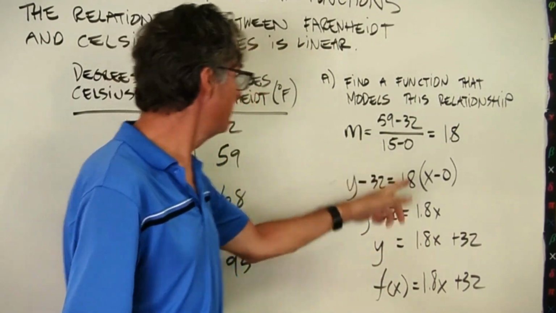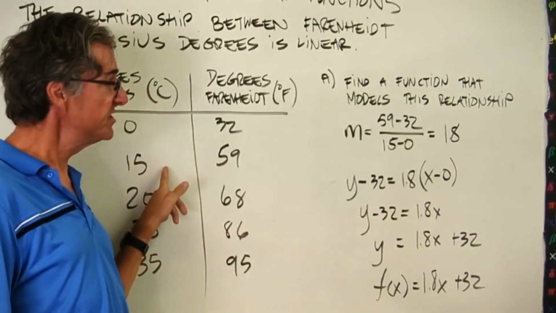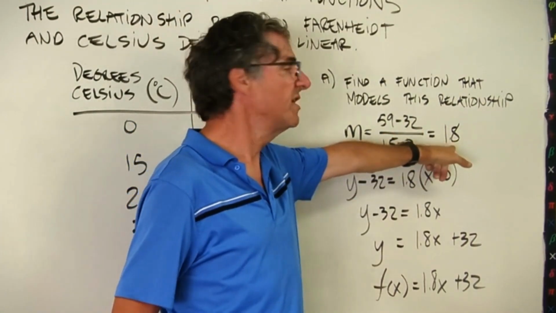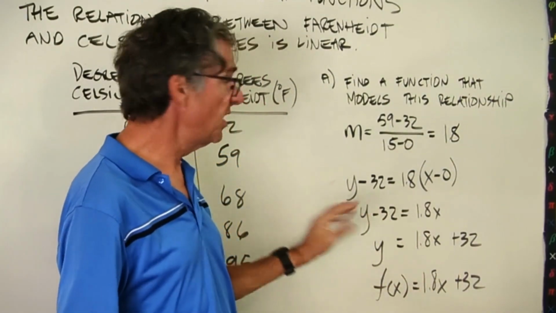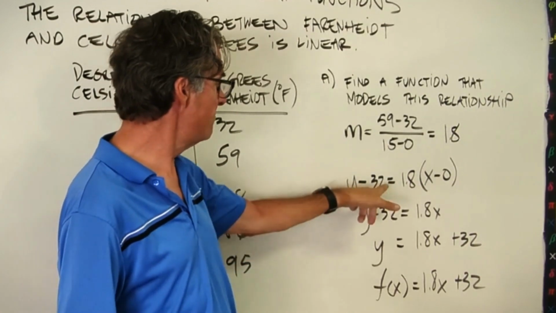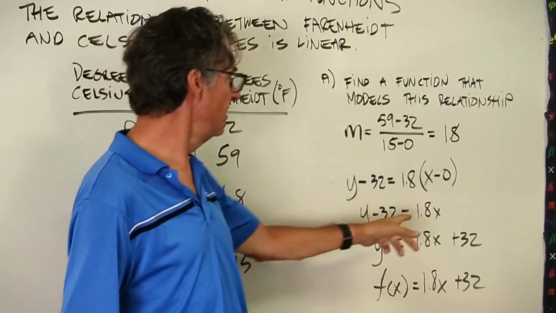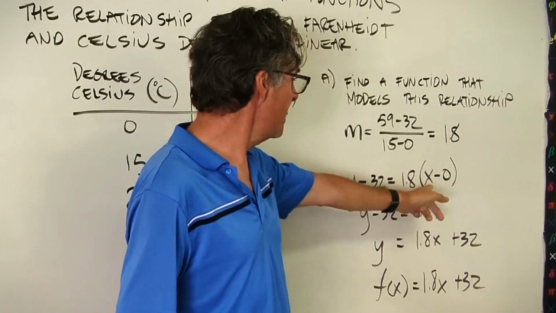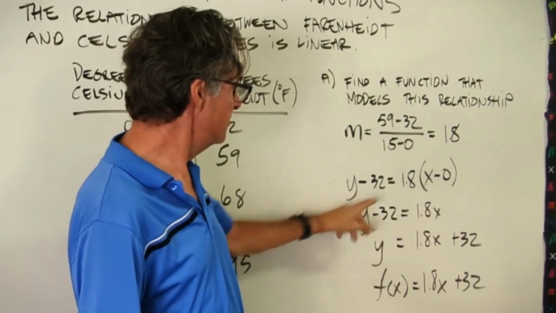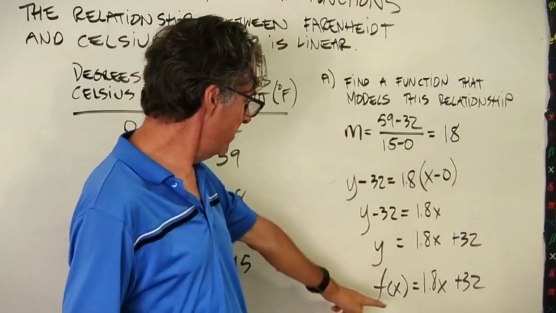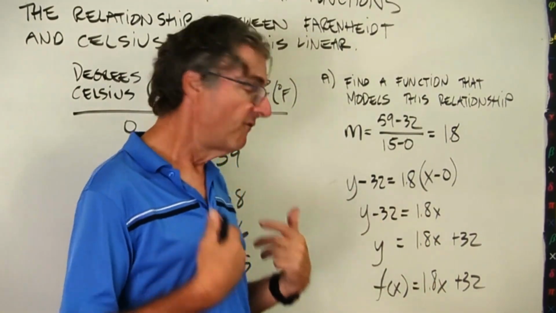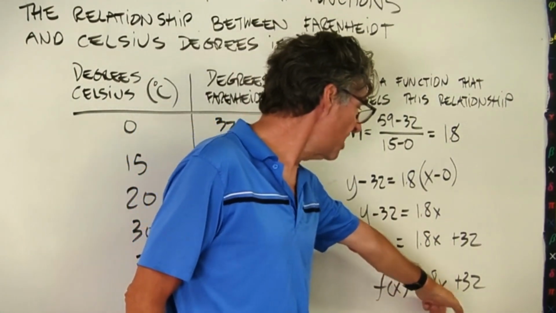I grabbed my slope just between the first 2 points here, and I just do my y2 minus y1 over x2 minus x1, and I get 1.8. That's my gradient. Now I'm plugging into point slope form, so I'm using the first point there. I have y minus y1, which is my 32, m, the gradient, times x minus x1, which is 0 from the table behind me. Then I just rearrange, do my multiplication, solve for y, put it in function notation. My conversion formula for that is 1.8x plus 32.